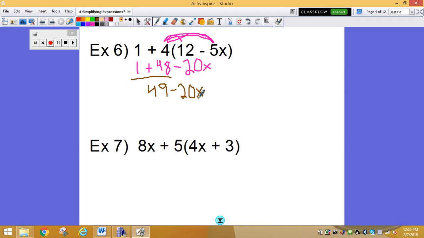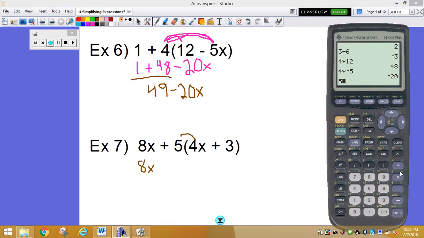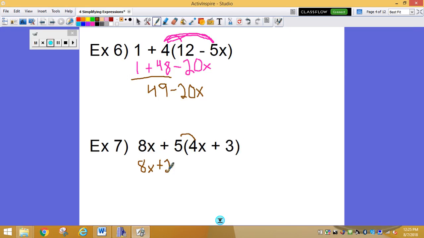All right, let's try example 7. Again, this 5 is outside of the parentheses, which means I'm going to distribute. Before I do, I'm going to bring down 8x. Nothing's happening with that 8x. And I'm going to distribute. 5 times 4, if you don't know, is 20. And it's a positive 20, so I'm going to put plus 20. I multiplied, that 4 has an x with it, so the 20 will also have an x.